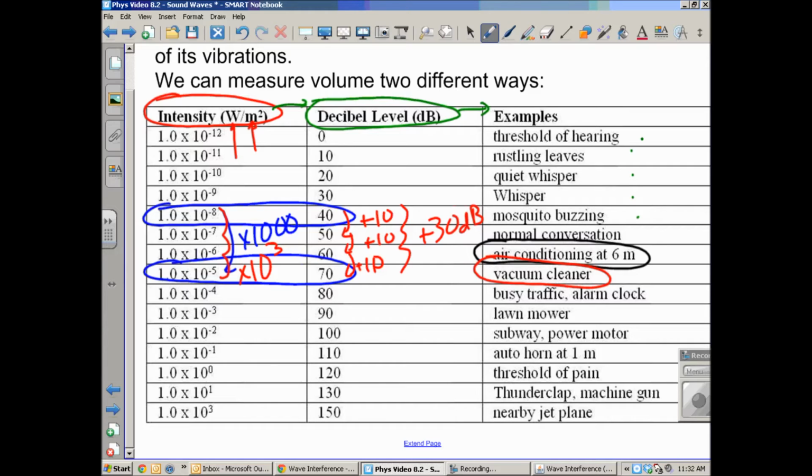Okay. There's more to it than that. The main reason this is happening is because this is a logarithmic scale. But I don't want to get too bogged down with the math. All right. So you should be able to do stuff like this.